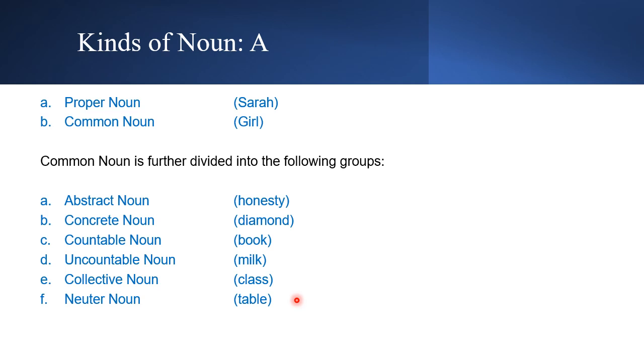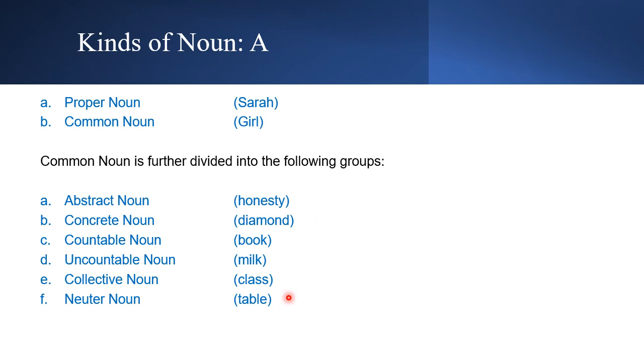For example, a girl, a boy, they have gender. In some languages, book, milk, diamond, honesty, these have gender. For example, in some languages, honesty would be treated as a female or feminine gender, and a diamond would be treated as a masculine gender. But in English, there is nothing like that.